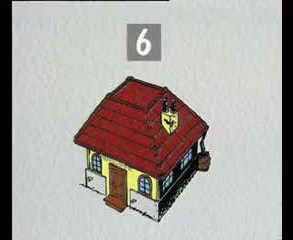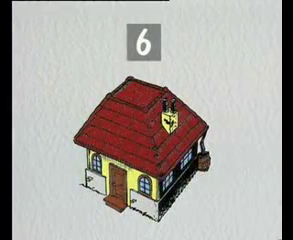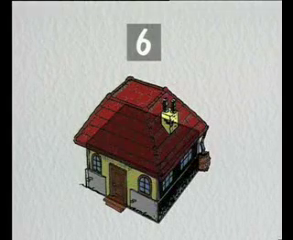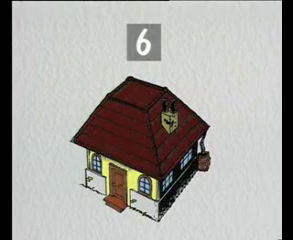The sixth and last example, a house. A house is made up of two basic forms, a cube and the top of a pyramid.